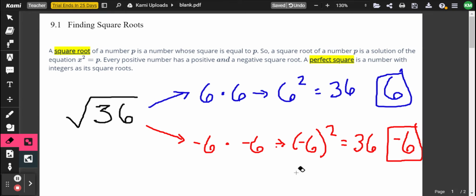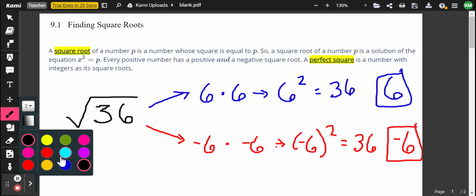Hello everyone, today we'll be going over lesson 9.1, which is dealing with finding square roots. When we talk about square roots, basically what we're saying is, if we're looking at the example here, 36, what is the square root of 36? We're asking ourselves, what number can I multiply with itself, or square, to get to 36? So in this case, for the square root of 36, the number that I can square to get to 36 is 6, right? Because 6 squared, or 6 times 6, equals 36.